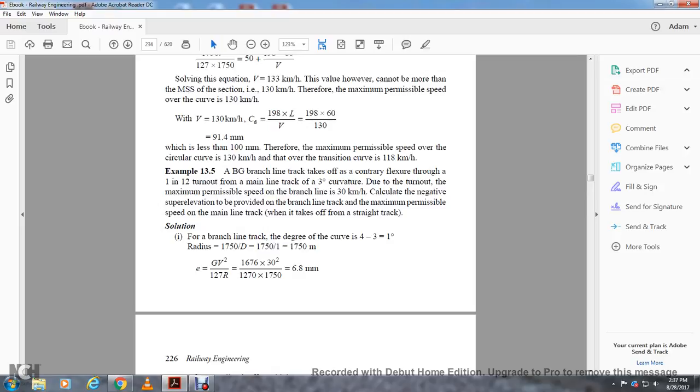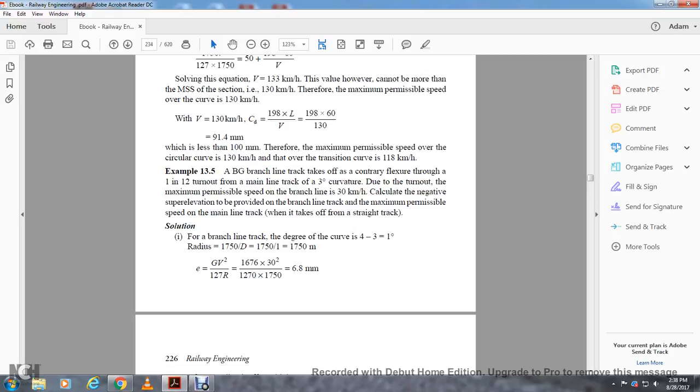On a broad gauge line, consider a contrary flexure through a turnout on the main line track with a curve due to the turnout. The maximum permissible speed on the branch line is 30 kilometers an hour. Calculate the negative super elevation provided on the branch line and the maximum permissible speed of the main line track, which takes off from the straight track.